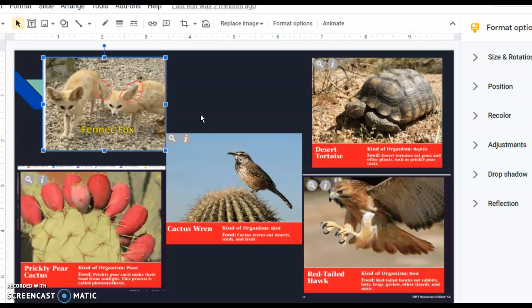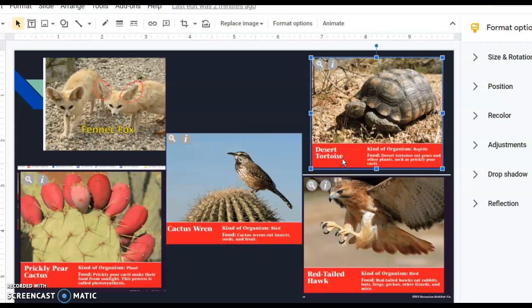Here's some more animals and plants that live in a desert. You might find a cactus. This is one type of cactus called a prickly pear cactus. And here's a cactus wren. This is a type of bird. And it says the food that the bird eats is a cactus wren eats insects, seeds, and fruits.